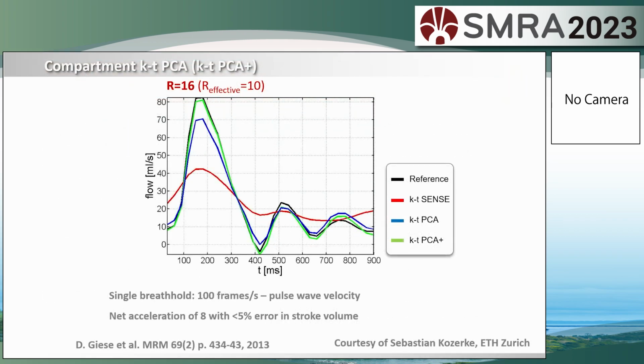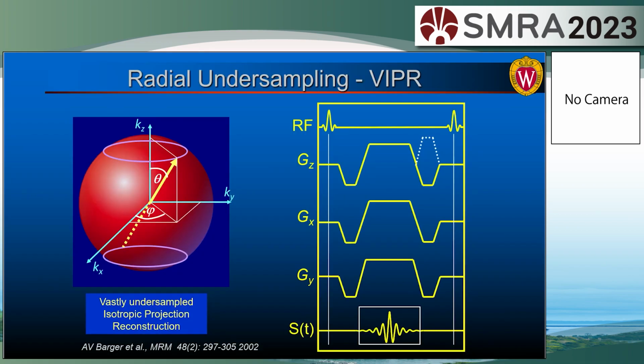Again, I'm not going through detail, but I want to show some of the reduction factors that can be achieved. This is an implementation from Sebastian Kozerke and Daniel Giese, he's actually here at the conference. Pretty dramatic improvements in scan time, but you have to be careful with the algorithms you're using. You might not capture, for example, systolic velocities and flow accurately if you're not using well-tuned algorithms.